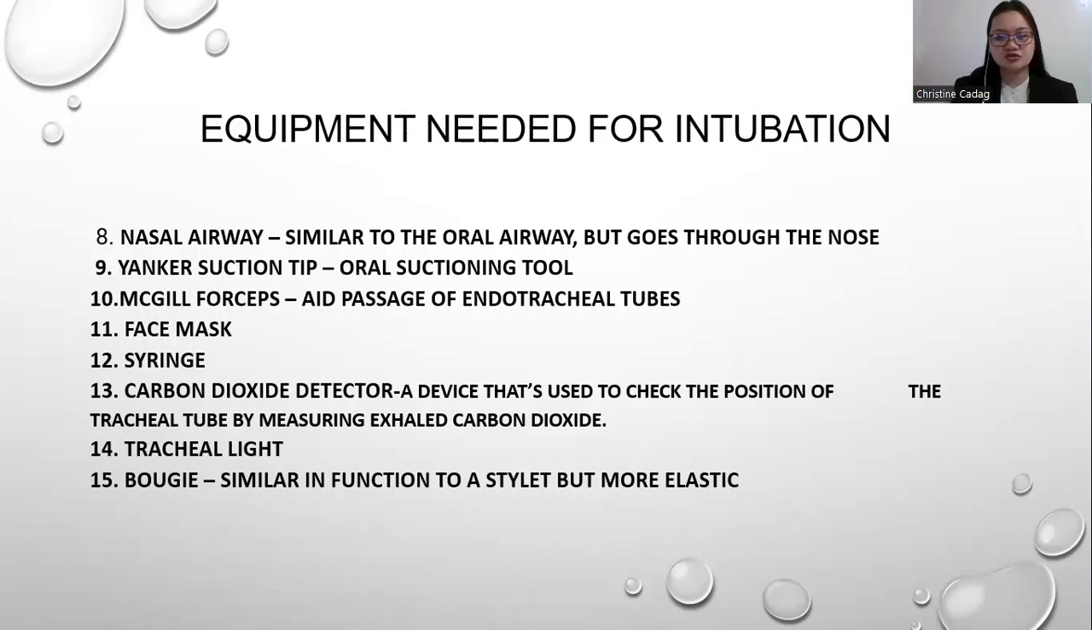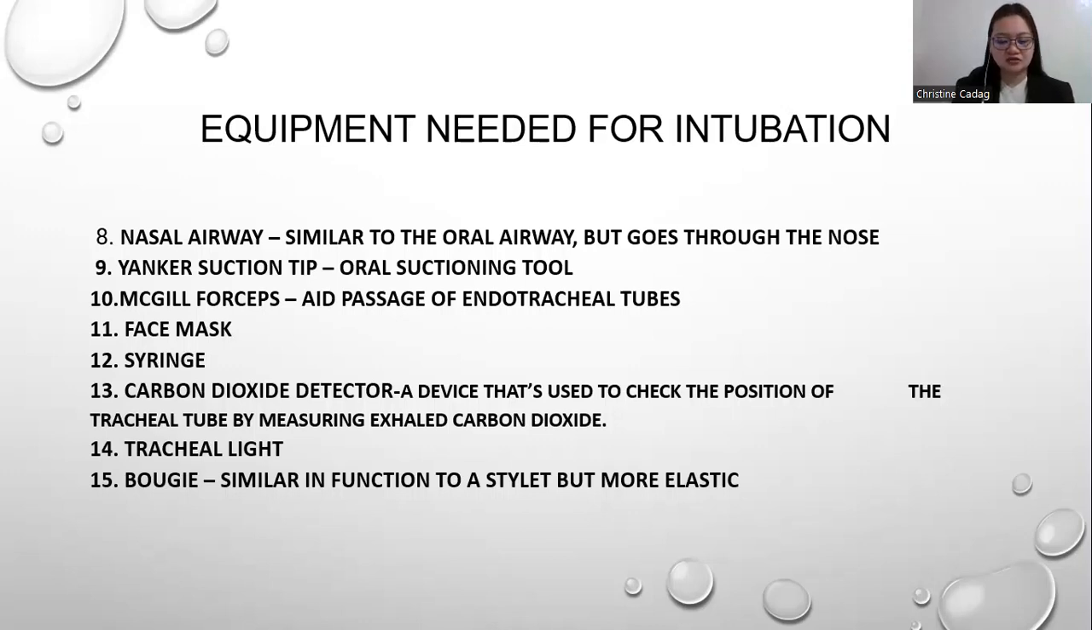Face mask. It is also used for hyperoxygenation of the patient by ambu bagging before intubation. Next is the syringe. The syringe is used for inflating the cuff to prevent air leak. Next is the carbon dioxide detector, a device that's used to check the position of the tracheal tube by measuring exhaled carbon dioxide. Followed by the tracheal light.